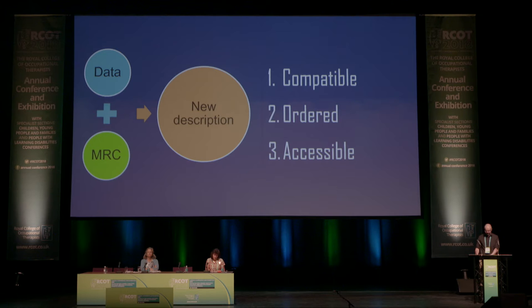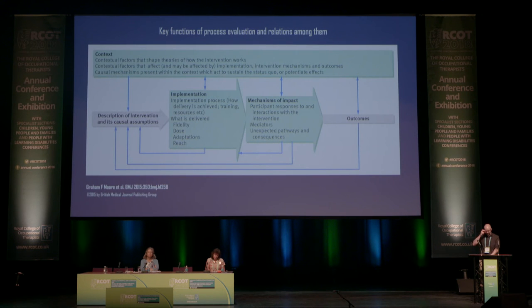As a starting point, we used the different process components for evaluating complex interventions suggested by Graham Moore and his colleagues. In their 2015 paper, they provided a framework based on understanding different aspects of intervention, including identifying underlying causal assumptions, describing the content of an intervention, explaining theorized and known mechanisms of impact, and identifying the types of outcomes that might be expected, as well as being aware of the influence of different contexts on how those things might proceed.